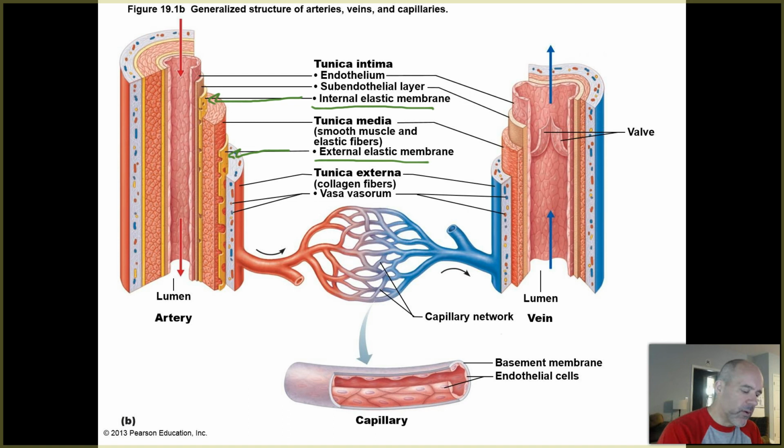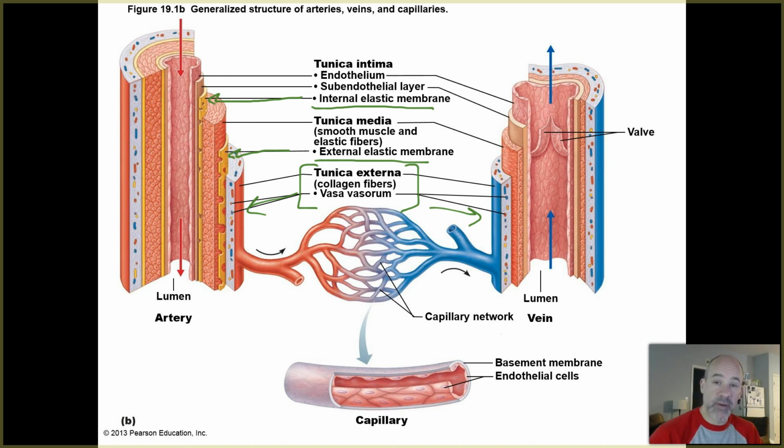All right, and then finally, the third or the more external layer is called the tunica externa in both our arteries and our veins, and that is a connective tissue layer. It's going to blend in with the surrounding connective tissues where these arteries and veins are located.